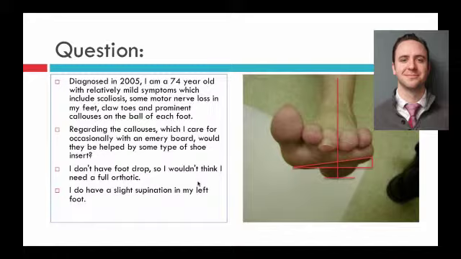Regarding the calluses, which I care for occasionally with an emery board, would they be helped by some type of shoe insert? I don't have foot drop, so I don't think I need a full orthotic. I do have slight supination in my left foot. So, okay. If there isn't difficulty lifting up the foot, then it's quite possible that a foot orthotic is significant enough.